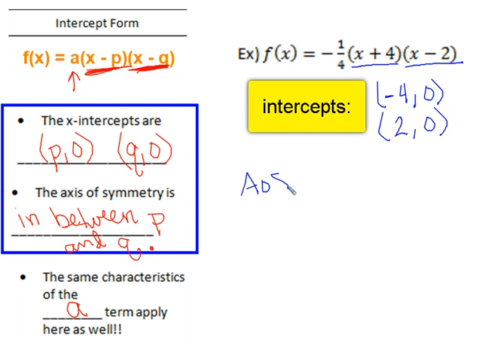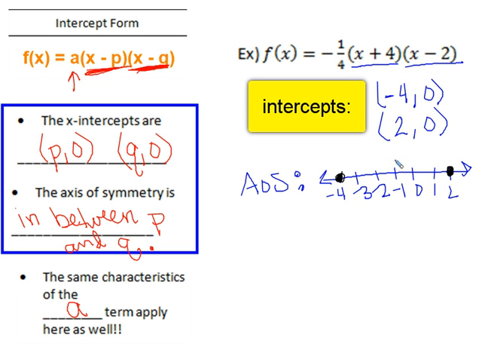Let's find the axis of symmetry. Now over here, the axis of symmetry is in between p and q. So if you think about the exact middle of negative 4 and 2, maybe we'll think about a number line. Negative 4, negative 3, negative 2, negative 1, 0, 1, 2. Right now, I know I have an x-intercept right here, and I have another one right here, but my axis of symmetry is somewhere directly in the middle of those. You can think about this as one of your eyes, and this one is the other eye. We want to find the nose, what's directly in the middle of those.